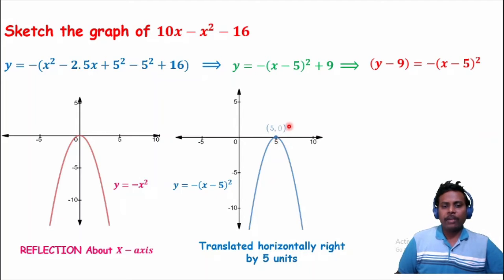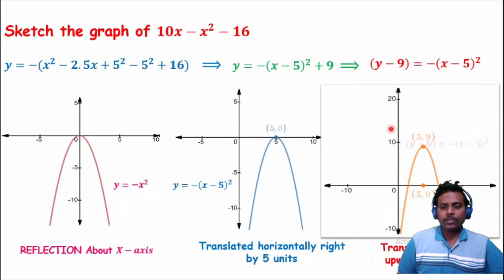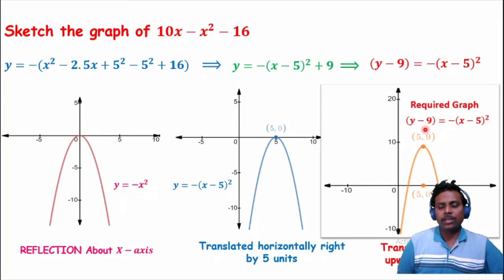Okay. And after drawing, this is the graph of y is equal to minus of (x minus 5) whole square. And afterwards, you have to go for the vertical translation. Here is the graph of it. Vertically, how many units has it traveled? 9 units. Okay, this is the final graph. Actually, this is the graph of the required quadratic expression. Okay, hope you have understood how to sketch the graphs of these quadratic expressions. With these three examples, you try some other examples also.